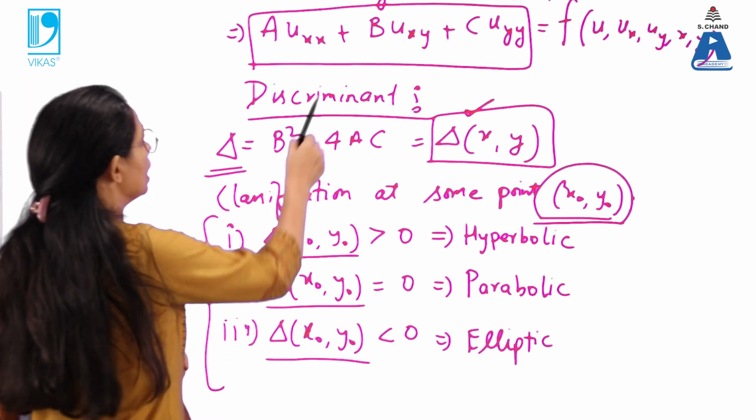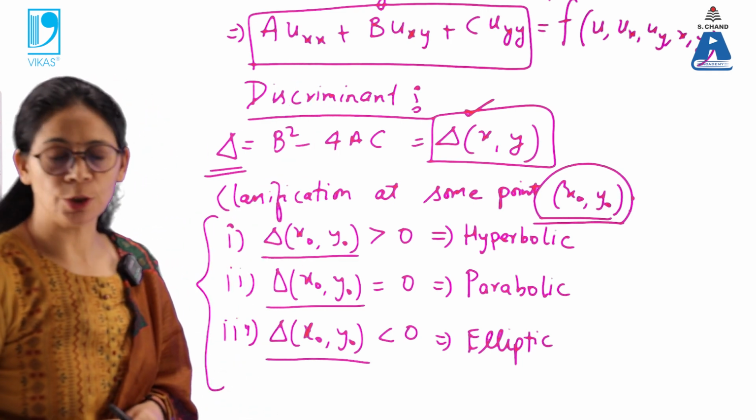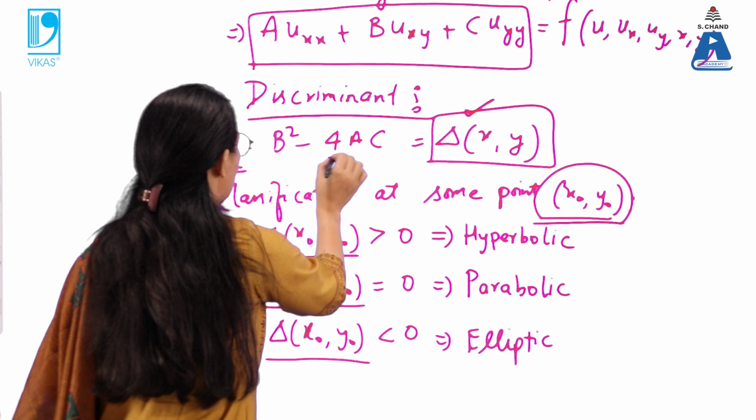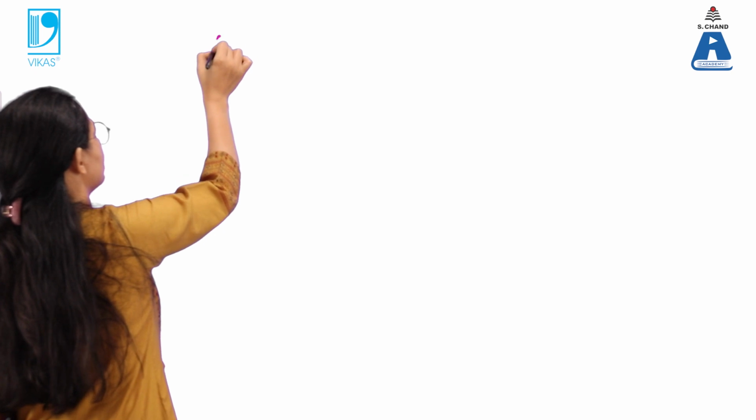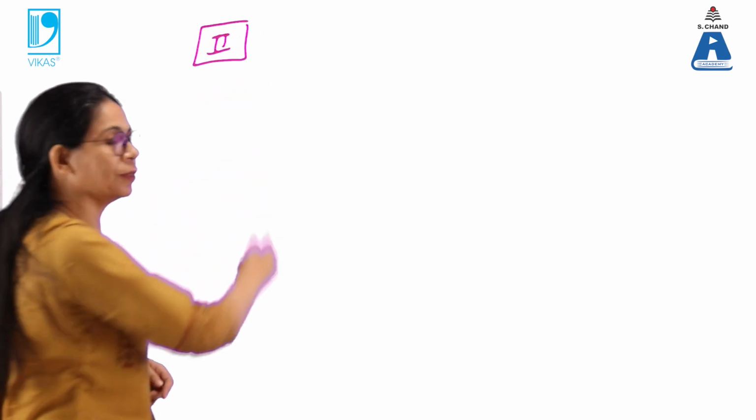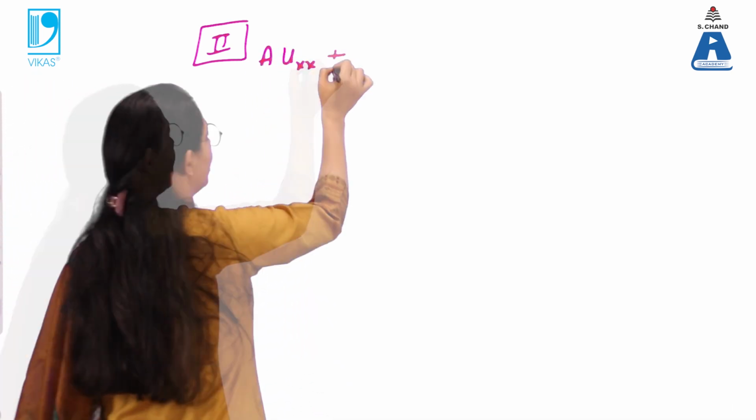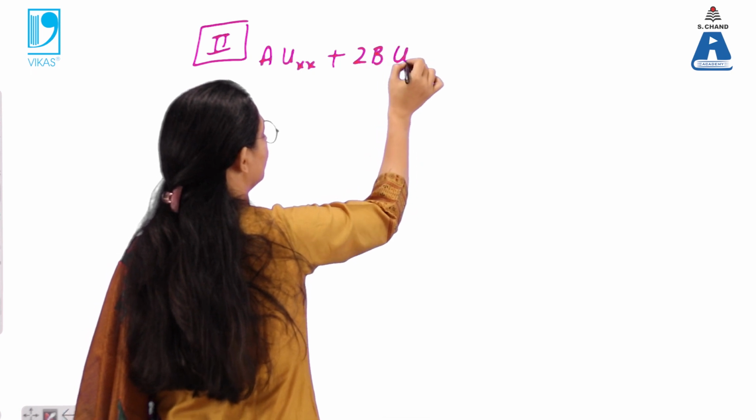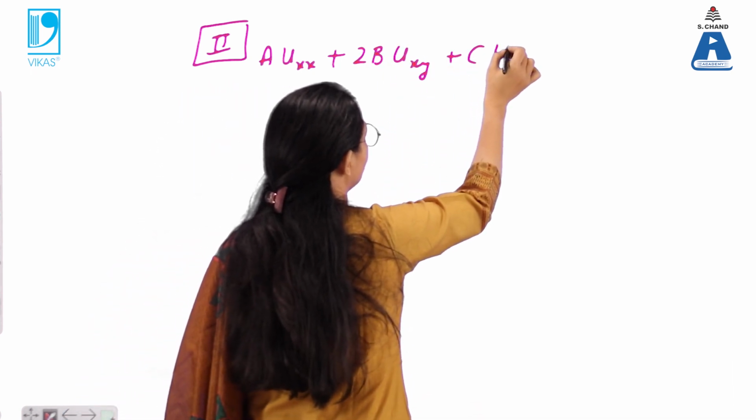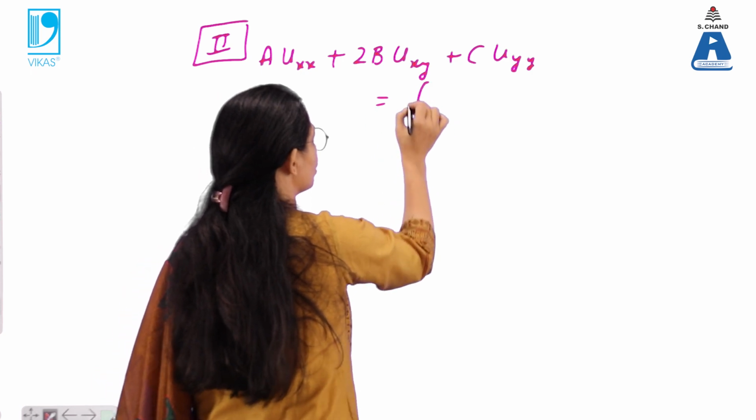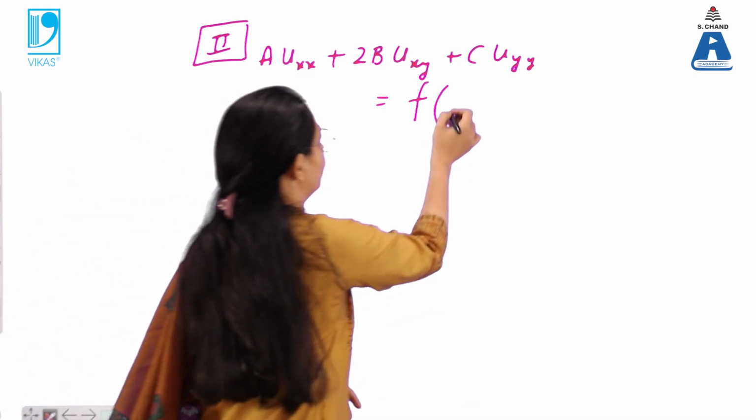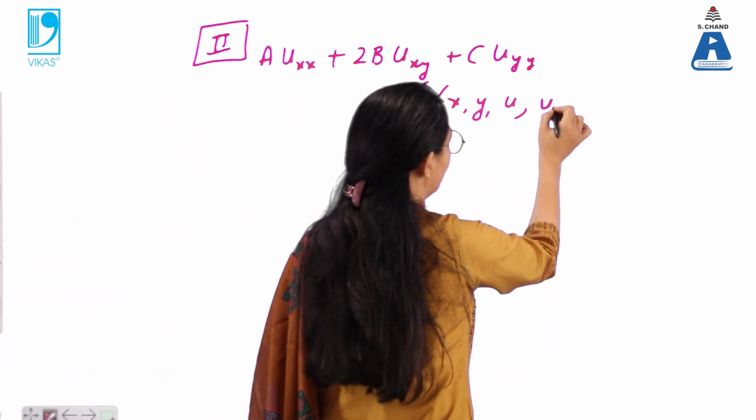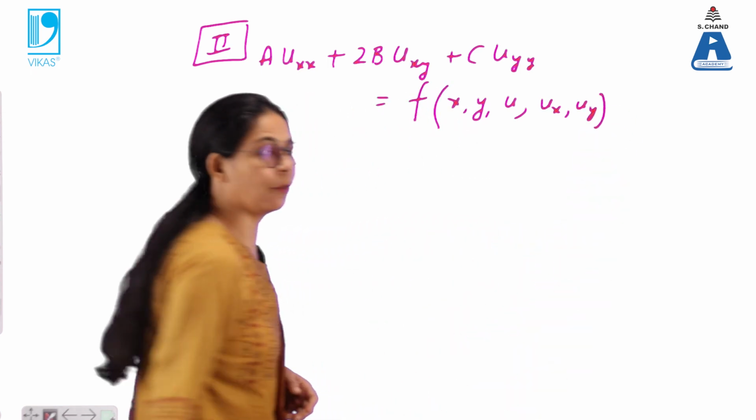Now, in some of the books, instead of this form, another form is being used where we do not use this 4 here. Let me tell you the reason behind that. So, we can say the second form of the second order linear partial differential equation is written as a u_xx plus 2b u_xy plus c u_yy, and then the rest of the terms which involve the unknown function, its first order derivatives, and the independent variables.